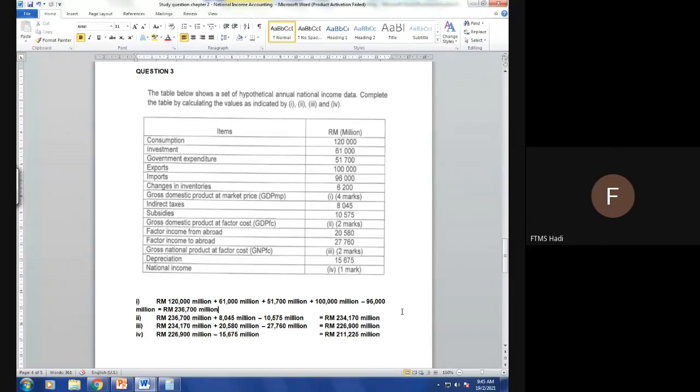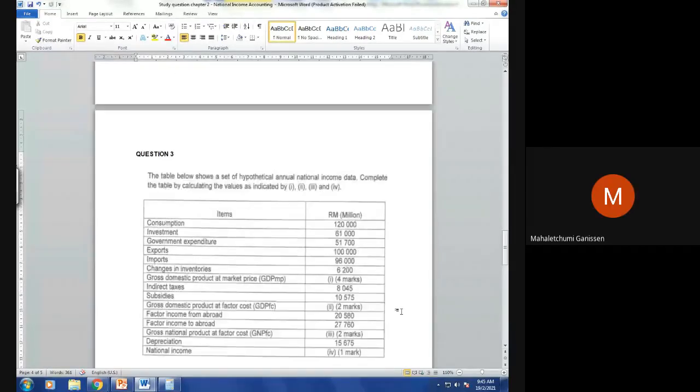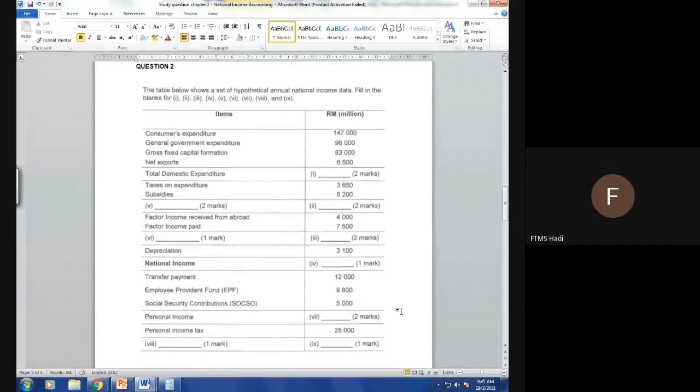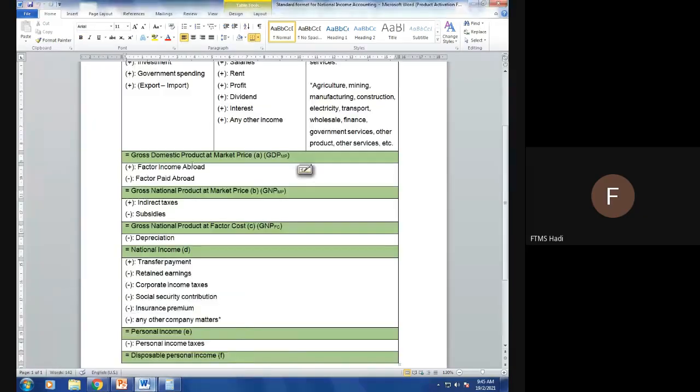Okay, so let's try this one. I want you to have your calculator or handphone with you. Alright, so let's have a look at this one. The table shows a set of hypothetical annual income data. Fill the blanks for 1, 2, 3, 4, 5, 6, 7, something like that. The first one, you see consumer expenditure, general government expenditure, gross fixed capital formation, and then export. In other words, this one is consumption, this one is government spending, this one is investment. So actually this is also referring to the expenditure approach. Okay, net export. Listen carefully.